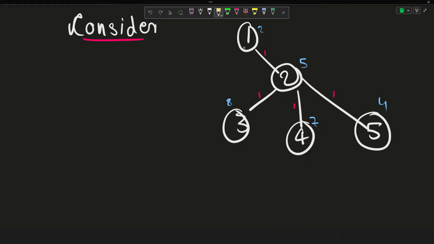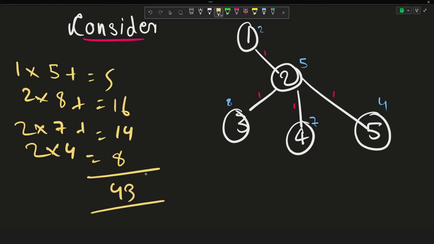For example, if we are moving from 1 to 2, then we have to consider a distance multiplied by the value that is present at the child node, that is 5, 4, 3, right? So if we started our DFS call from 1, then we'll go to 2, then we'll go to 3, then we'll go to 4, then we'll go to 5, and we will get ultimately 43, right? So how will we calculate this?